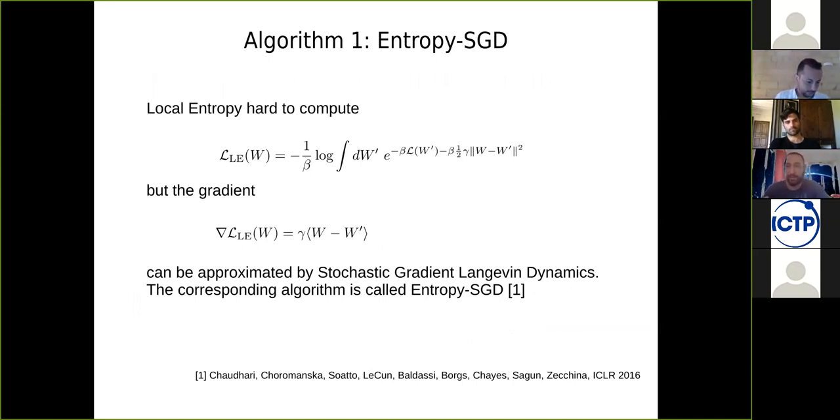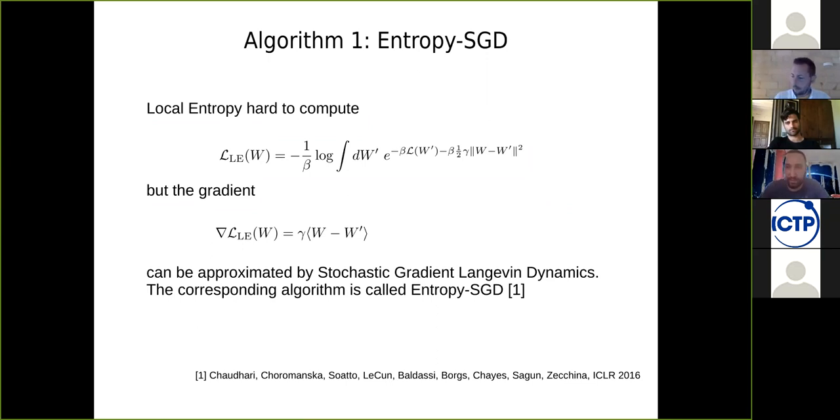Now I want to discuss some algorithmic results that we obtained on deep learning architectures. So we have this local entropy framework, and we want to obtain some efficient algorithm to achieve local entropy optimization. One of such algorithms is entropy SGD, which has been introduced in this paper, and is based on the observation that the gradient of the local entropy is just given by an expectation of the weights you are considering minus this other set of weights y prime, and this y prime is averaged according to essentially the measure contained in the local entropy definition. So this is a thermal average, and this thermal average can be approximated by stochastic gradient Langevin dynamics.